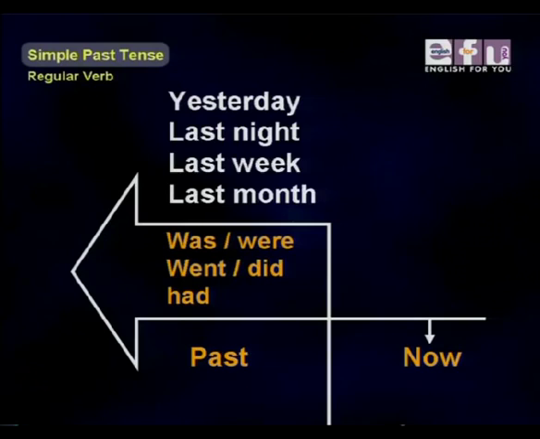Now, one way to remember words for the past is to look at a timeline. You can see the timeline on the screen. We have now, and then we look into the past. We see yesterday, last night, last week, last month. Those are the time words. And then some of the past verbs are was, were, went, did, and had.